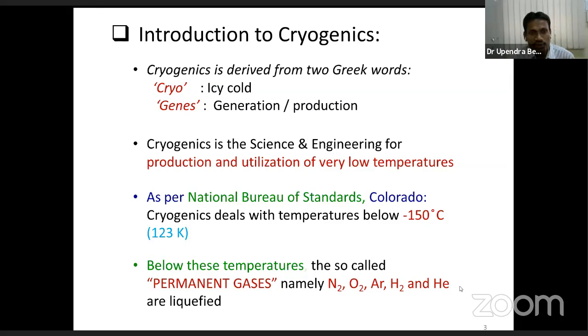People in earlier days thought that some gases were permanent in nature and could not be liquefied, like nitrogen, oxygen, argon, hydrogen, or helium. That was the thinking. But if you go below this temperature, we can easily liquefy all these gases. So below this temperature, all these permanent gases can be liquefied.